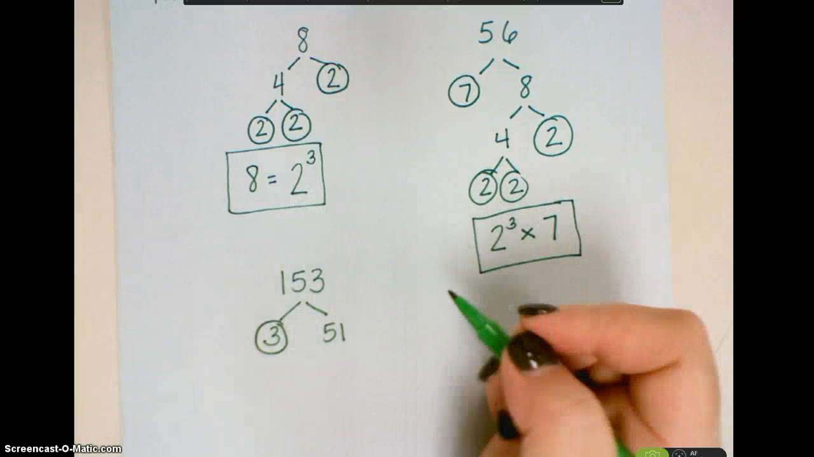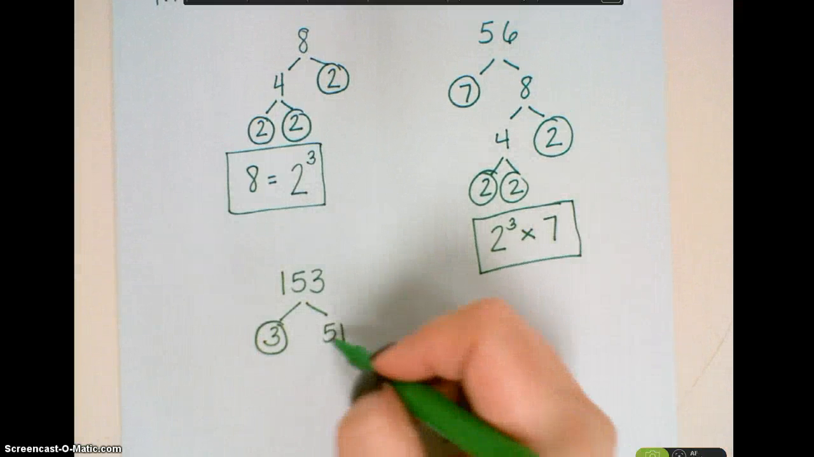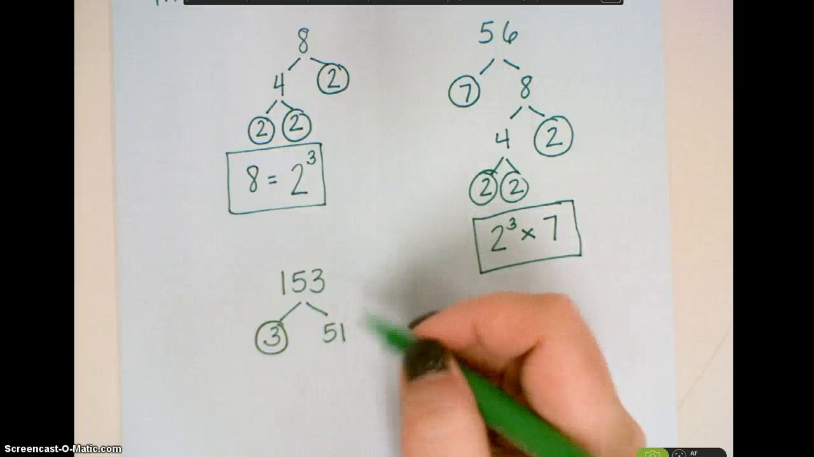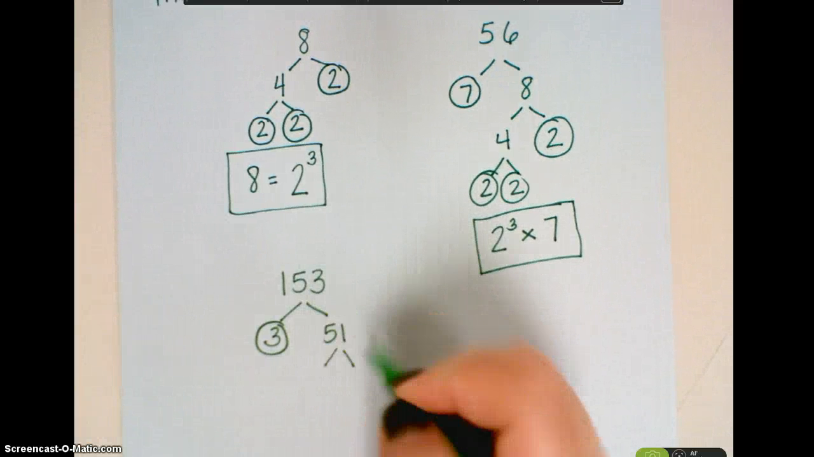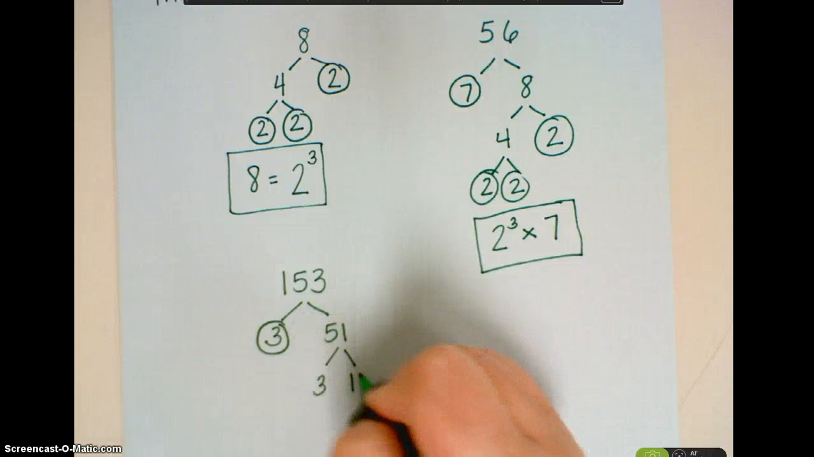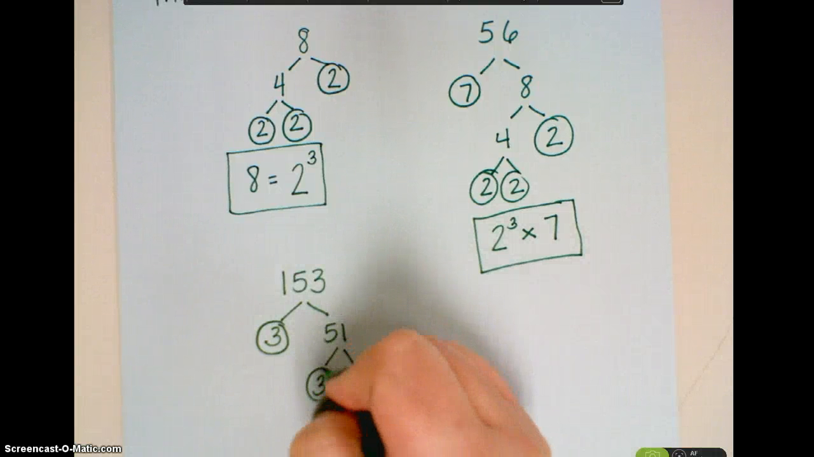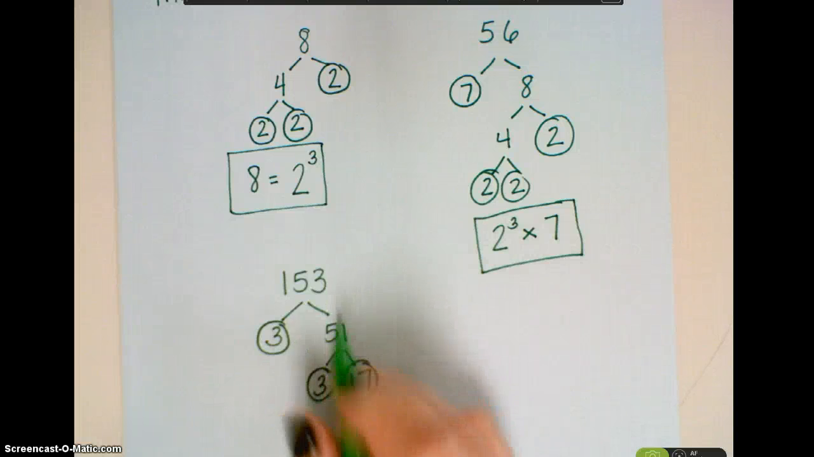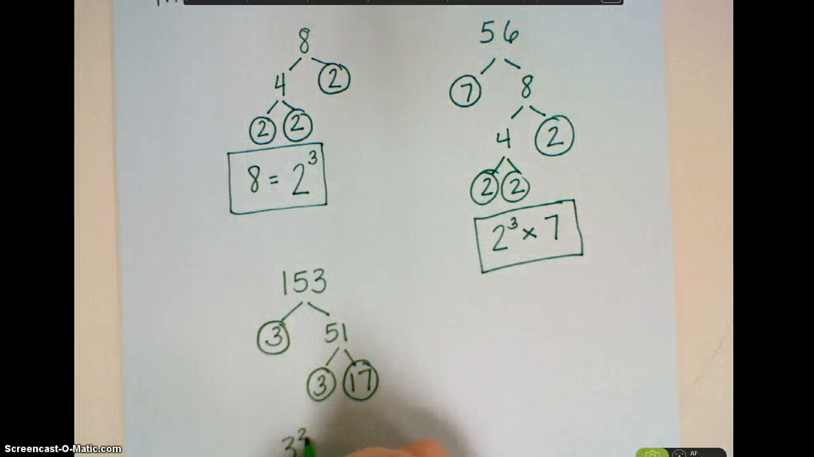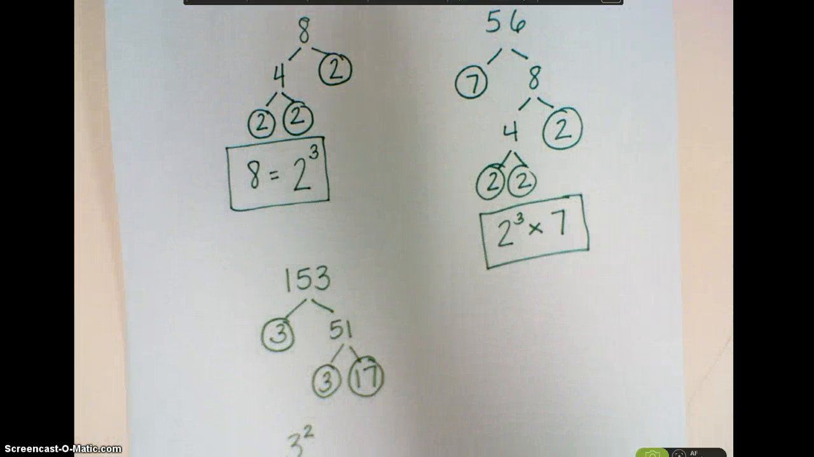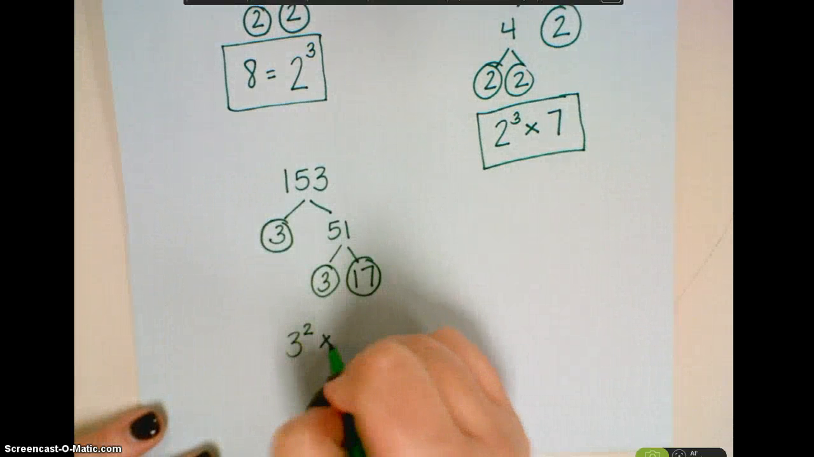51, even though it looks prime, again, if I add 5 plus 1, that's 6, which is divisible by 3, so this is divisible by 3. And it's going to be 3 times 17. These are now both prime. So 153 would be written as 3 to the second power times 17.